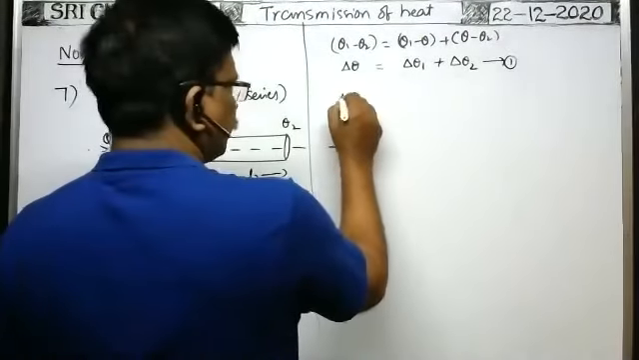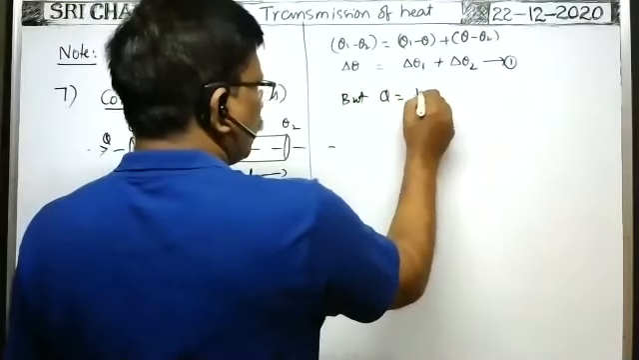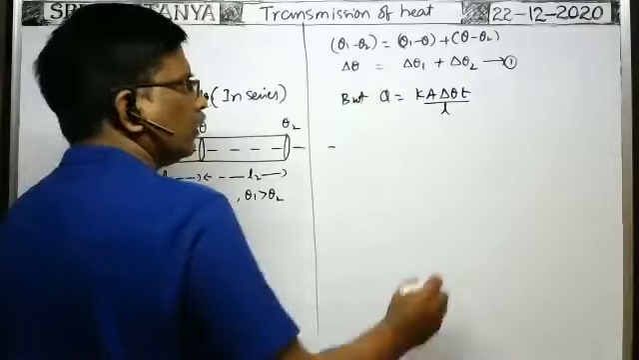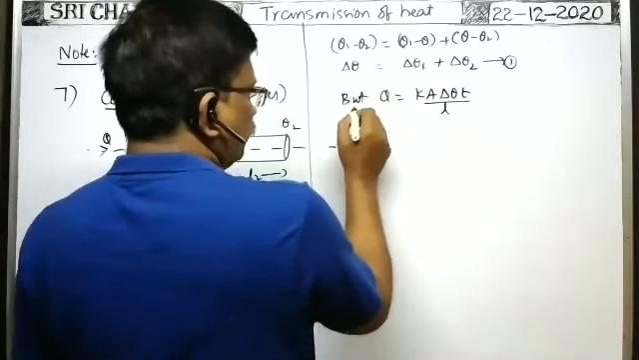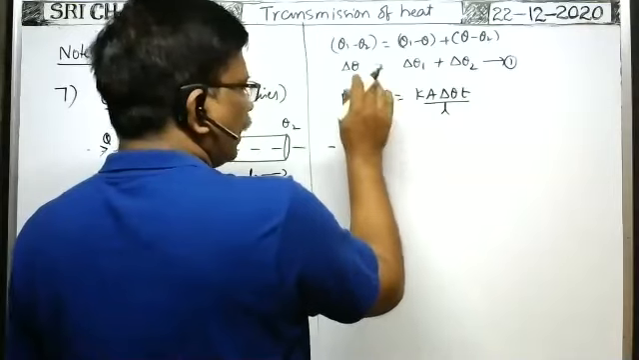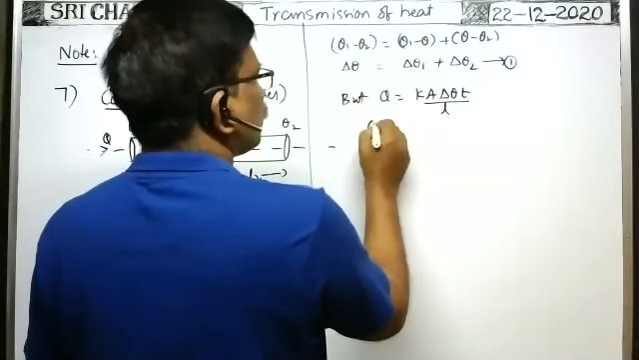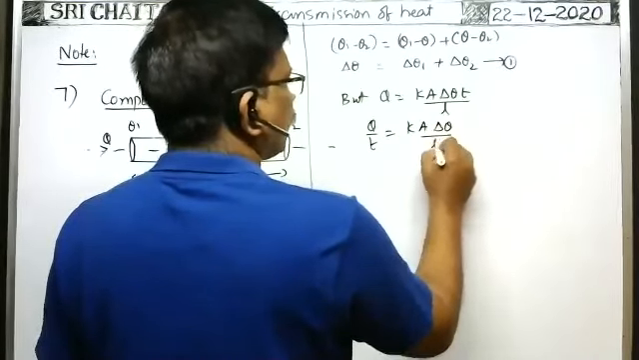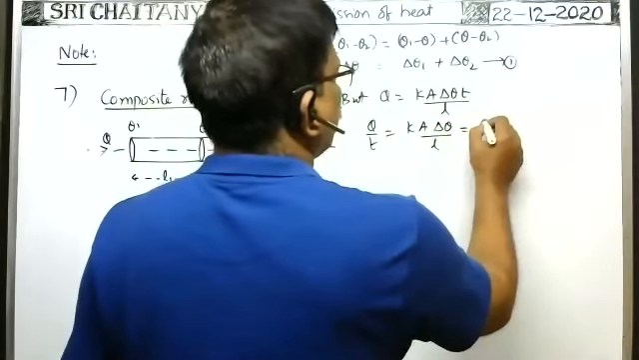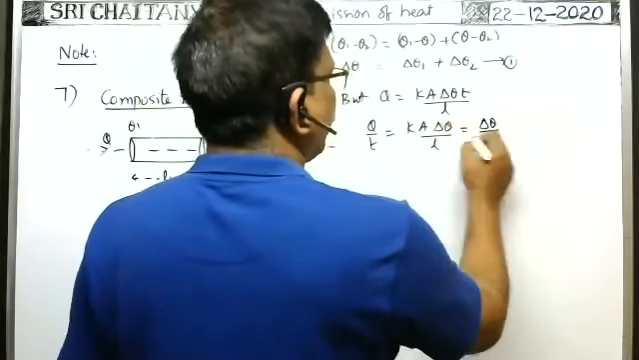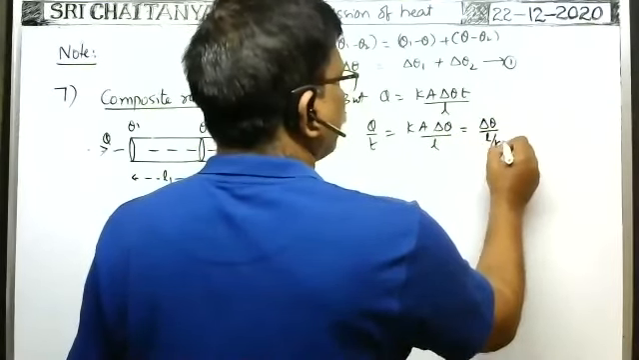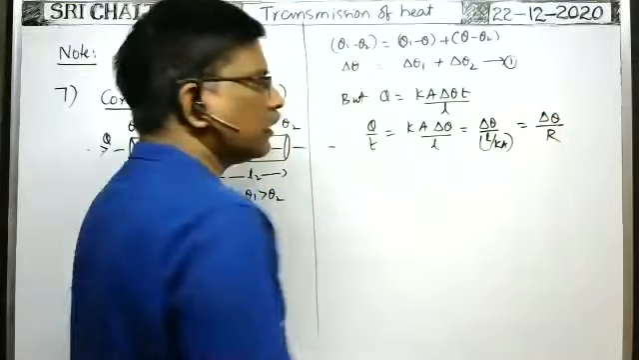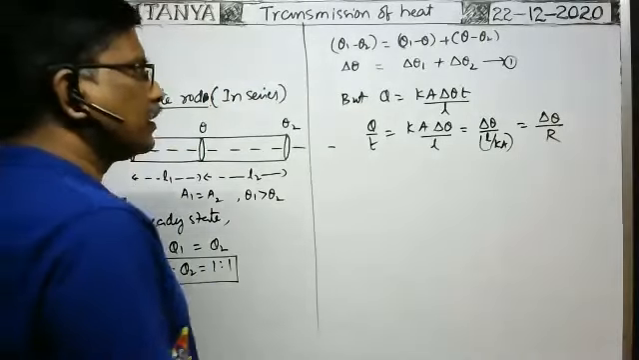But we know heat energy transmitted Q is equal to K A delta theta t by L. Transmitting power, or amount of heat energy transmitted per second, that means Q by t is equal to K A delta theta by L. So this is equal to delta theta by L by KA. That is equal to delta theta by (L by K A), which is thermal resistance, capital R. We can write now, thermal resistance capital R.